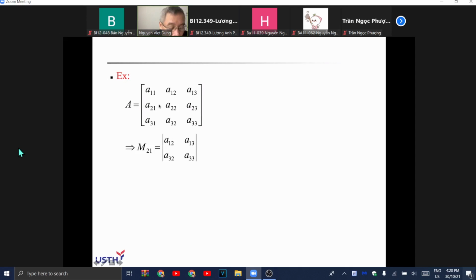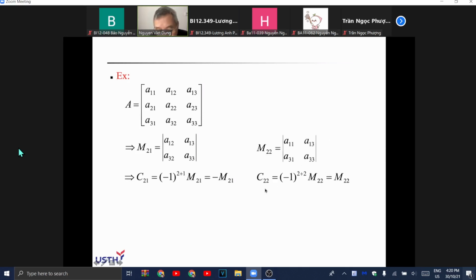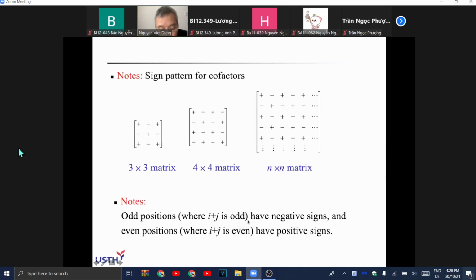M21 means we take that entry, delete that row and that column, and what is left is only that one, that one, that one. And it is here. Then C21 means we multiply by -1 to the power 2 plus 1. We get that. Similarly, we get those, and C22 is that one, and so on.